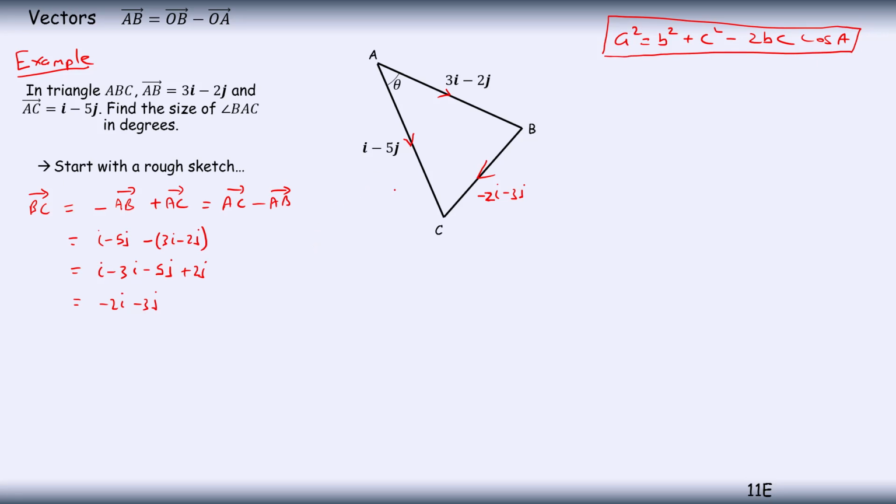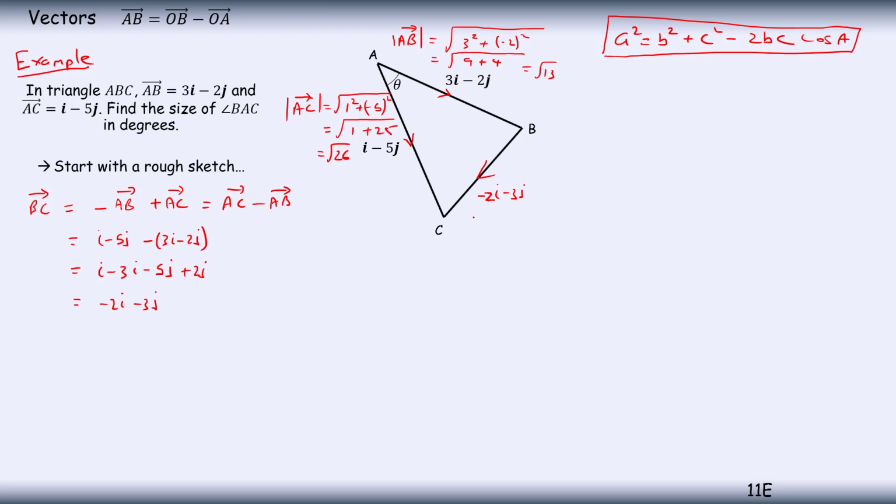In order to do that, I need to find the magnitude, so I need to find the size of these vectors. In this first case here, the magnitude of AB is given by the square root of 3 squared plus minus 2 squared. It's equal to the square root of 9 plus 4, which is the square root of 13. If I look here, the magnitude of AC is given by the square root of 1 squared plus minus 5 squared, which is equal to the square root of 1 plus 25, and that's the square root of 26.